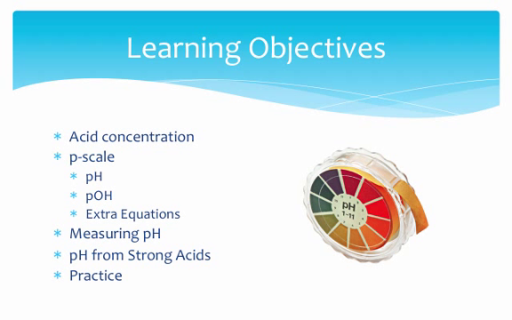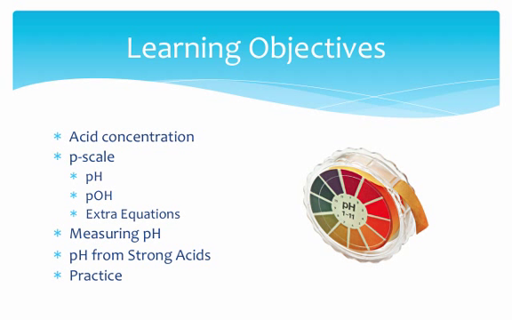We'll talk about the p-scale in general first, then focus more of our time on the idea of pH and pOH, which again are measurements of the concentration of hydronium ions in solution. Once we're done with that, there are actually a couple extra equations that you can have at your disposal to very easily convert between the two of them. If you measure the pH of something, you can very easily convert it into the pOH.